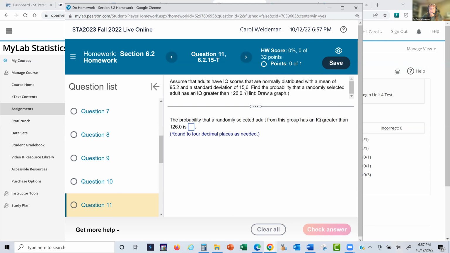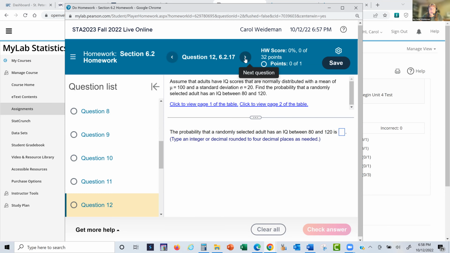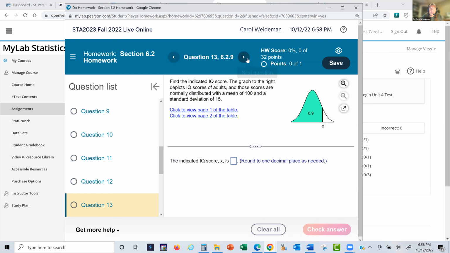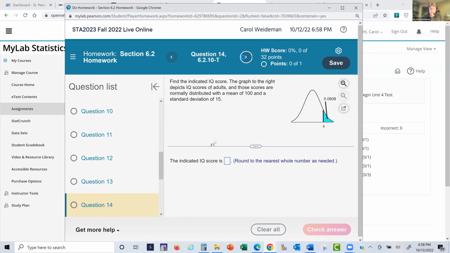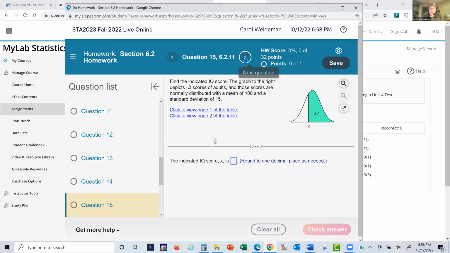Again, the mean and standard deviation changed. 95.2 and 15.6, and now you want to go greater than, and again, they give you hints, sketch a graph. So greater than means you're going to change it to greater than or equal to, and you're going to put in 126. And let's see, here's a between option. And there's one where they give you the area, the probability, and they want you to find the score along the IQ score. So make sure you have the mean and standard deviation in. Same thing there. You did one like that. Did one like that.